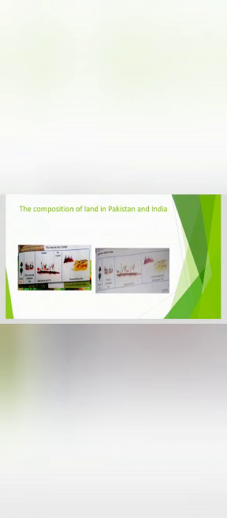Now, you can compare the chart with the chart showing composition of land in Pakistan and India. Now, you can see, students, India has 23% forest, but Pakistan has only 5%. 4% grassland in India and 16% wasteland in Pakistan. Agricultural land 57% in India, but Pakistan has only 37% agricultural land. Desert and mountain 16% in India, but in Pakistan they are 42%.